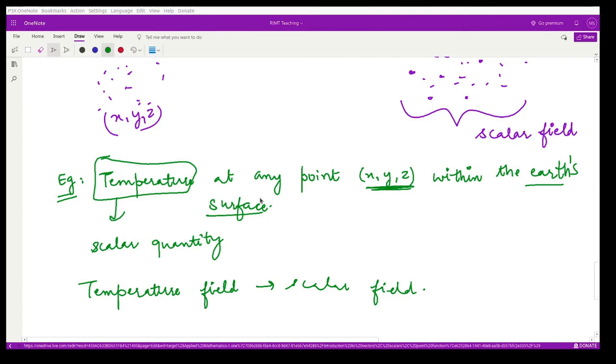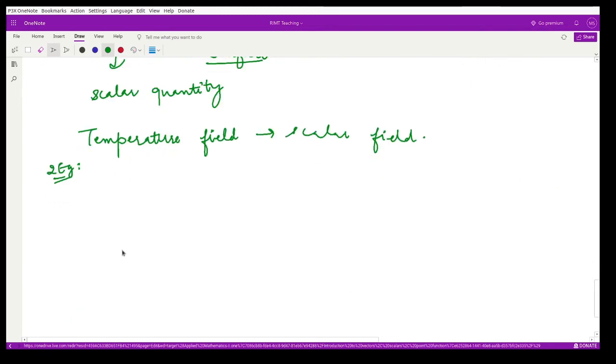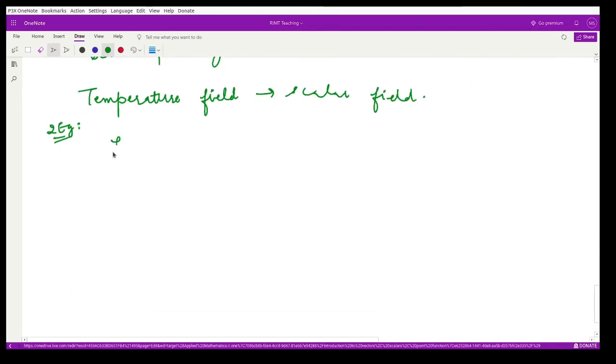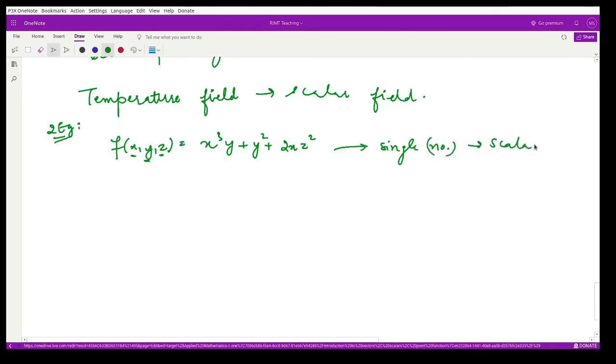Another example here would be, so this is say example 1. Second example, let me define in terms of function. So in terms of function, the function f of x, y, z defined like x cube y plus y square plus 2xz square. This is a scalar point function because whenever you input the values of x, y, z, you will get a single number here. And all the numbers, you know, they are scalars. So therefore, this is the example of scalar point function.